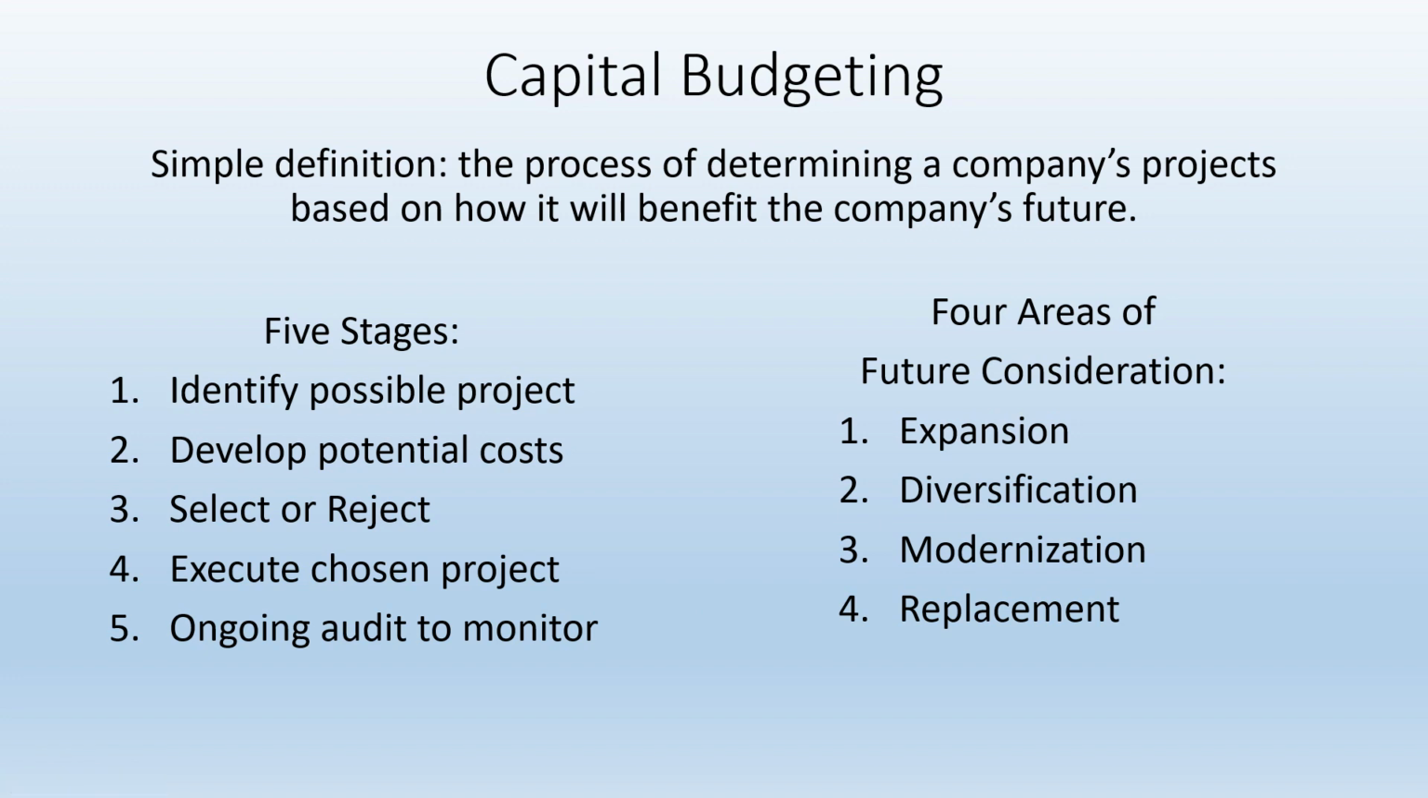Each of these, whatever project you decide to go with, will fall under one of these 4 categories, these 4 consideration zones: expansions, diversification, modernization, and replacements. These are all areas that companies need to consider as they move forward, as their business expands. If everything's working properly, they probably don't need to worry about replacements. But definitely expansion, diversification, and modernization are things that should be considered on a routine basis.